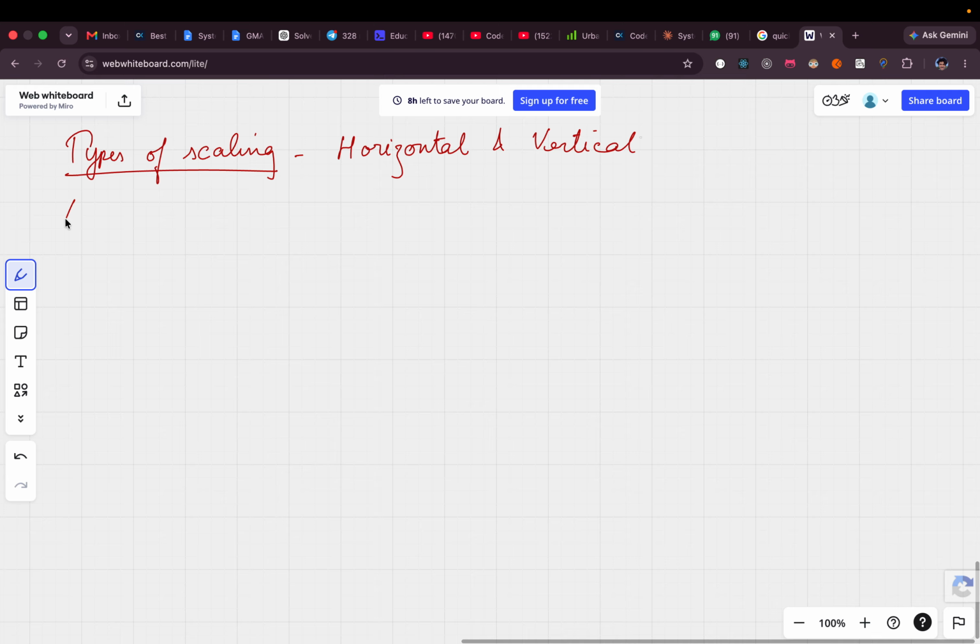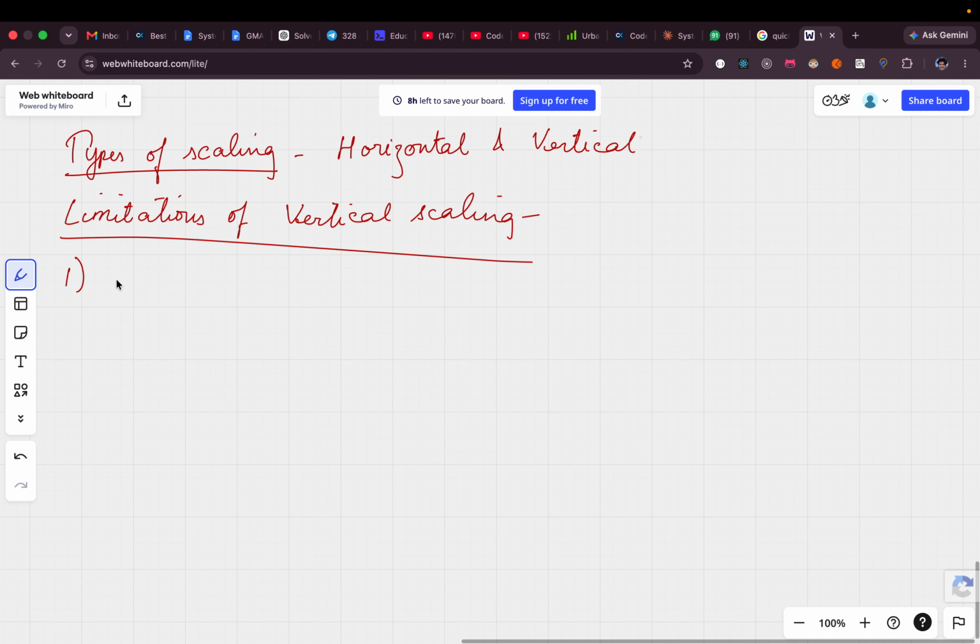So the first thing we'll see is the limitations of vertical scaling. So what are the limitations of vertical scaling? There are two limitations of vertical scaling. The first limitation is something called SPOF, single point of failure.